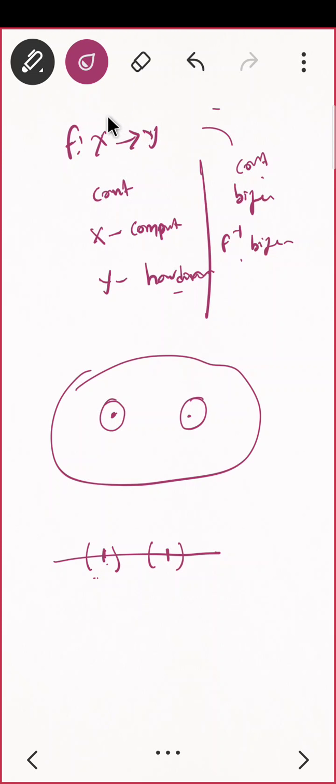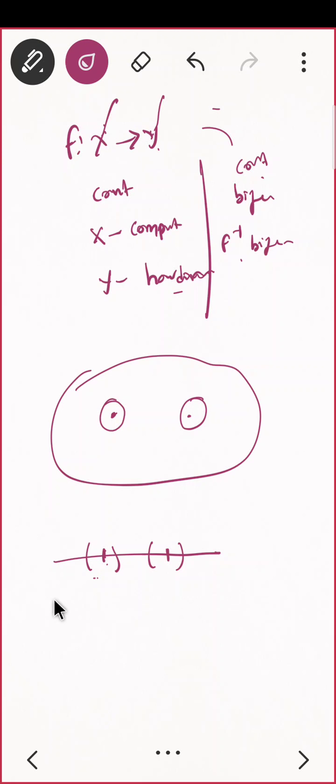Invariant means what? If X is connected, then Y must also be connected. If X is path connected, then this should be path connected. If X is compact, then Y is compact. Correct? So to prove two spaces are not homeomorphic, it is easy to use a homeomorphic invariant.